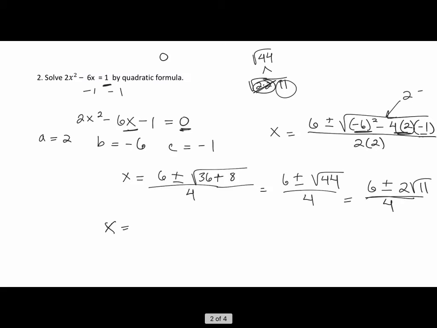So what I'm going to do instead is I'm going to look in the numerator, and there's 2 terms, right? There's the 6, and then there's plus and minus 2 root 11. I'm going to factor out a factor of 2. So 6 divided by 2 is 3. 2 divided by 2 is 1.